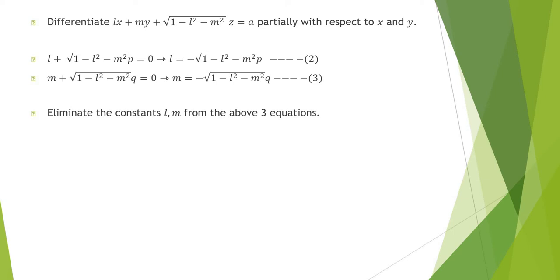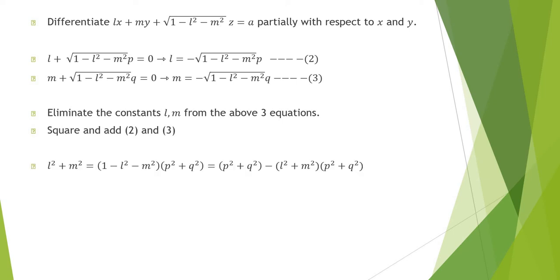Now we have three equations. Let's eliminate L and M from these three equations. So take equations 2 and 3, square and add them. Then we get L square plus M square equal to 1 minus L square minus M square times P square plus Q square. If we expand the right hand side, this becomes P square plus Q square minus L square plus M square times P square plus Q square.